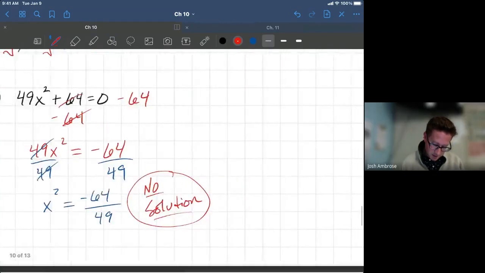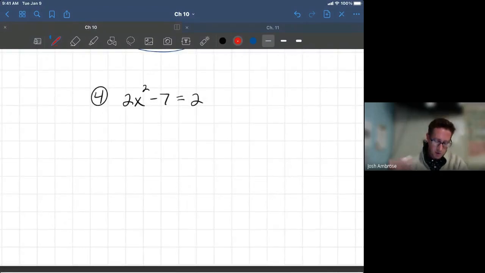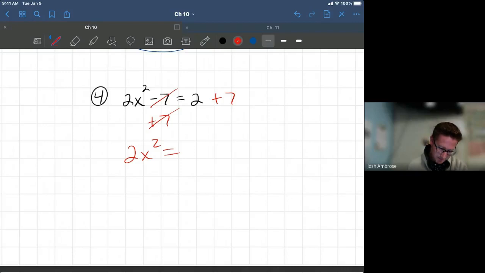Okay, all right, so let's do our last example problem. Here we go. All the steps are going to be in this one here. We are going to add 7, okay? So that's going to give us the ability to cross that out. And then you have 2x squared equals 2 plus 7, giving us 9. All right, and now we have to get rid of that 2. So we got to divide both sides by 2. That crosses out, that crosses out. So now what we're looking at is x squared equals 9 over 2.